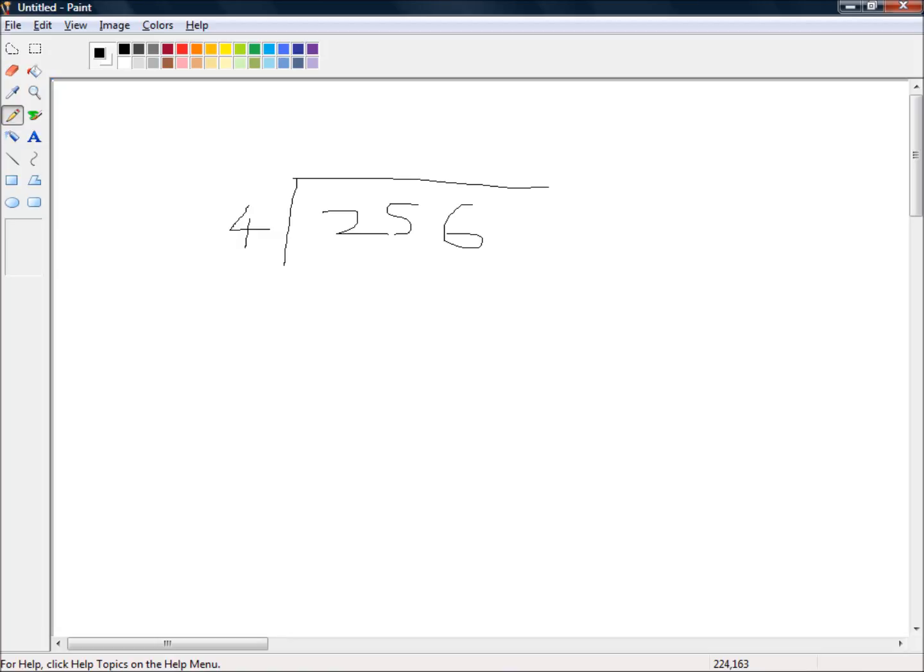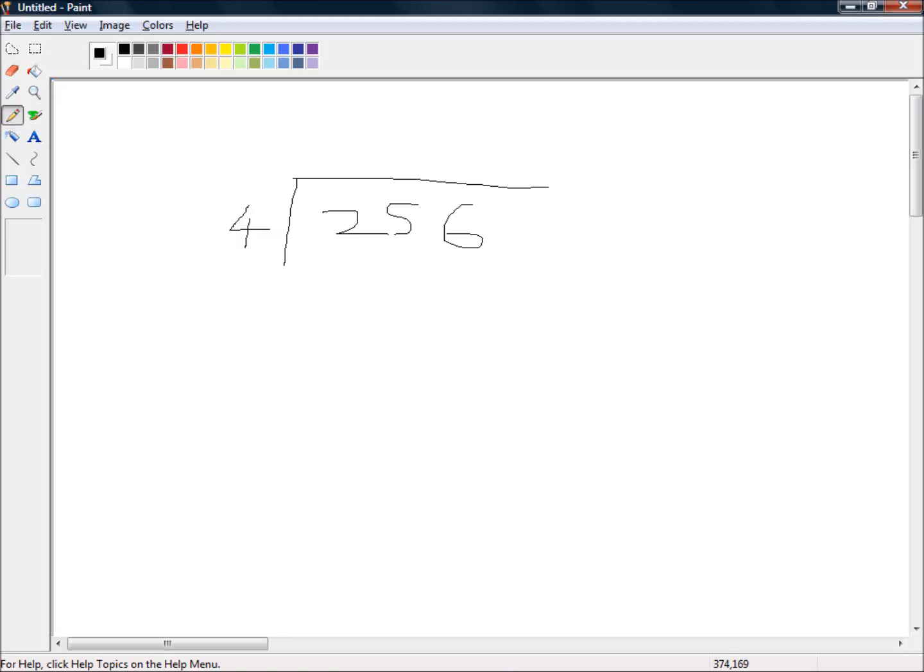Okay, so how many times will 4 go into 2? Well, it won't. So we could be mechanical and just write down the 0, and then 0 times 4 is 0, and we take that away and that leaves us 0. Then we bring down the 5, and we're left with 4s into 25. So we might as well just start with the 4s into 25.